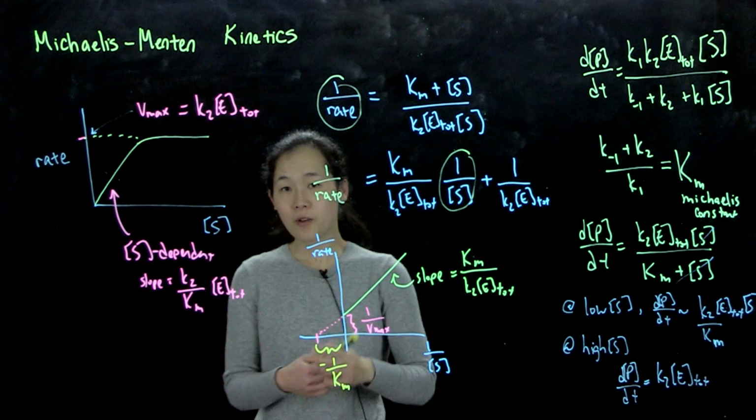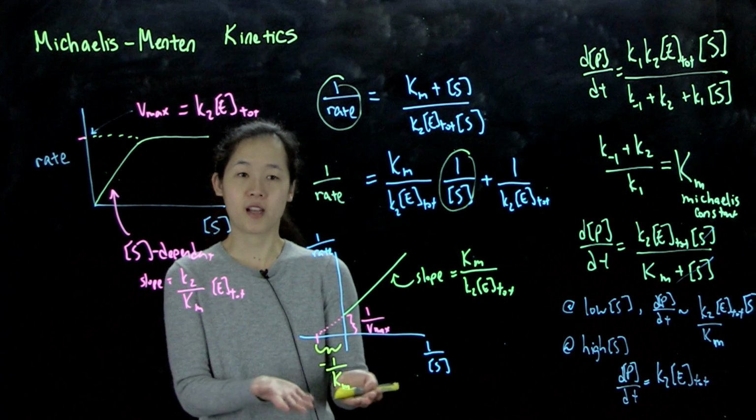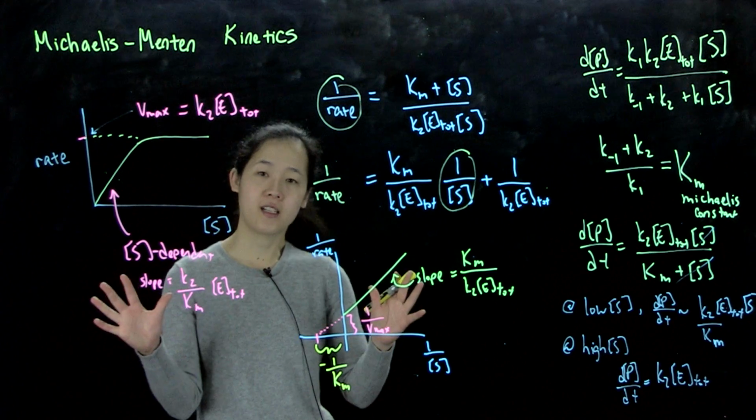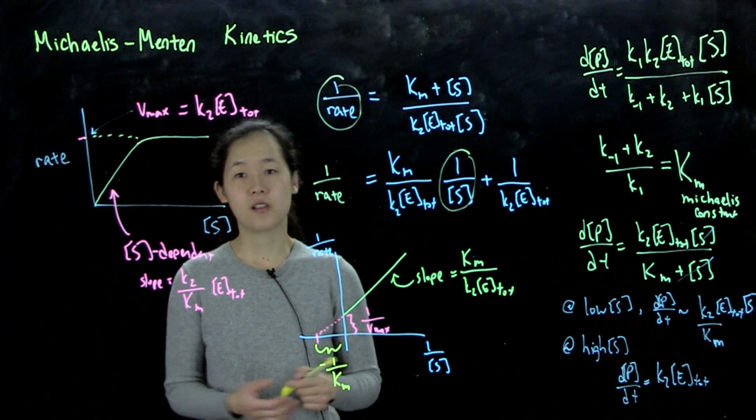So by doing this linearized form, you can get out quite a lot of information about your catalytic reaction. Okay, and then in class, we'll do an example of how to apply these catalyst kinetics to a catalytic reaction.